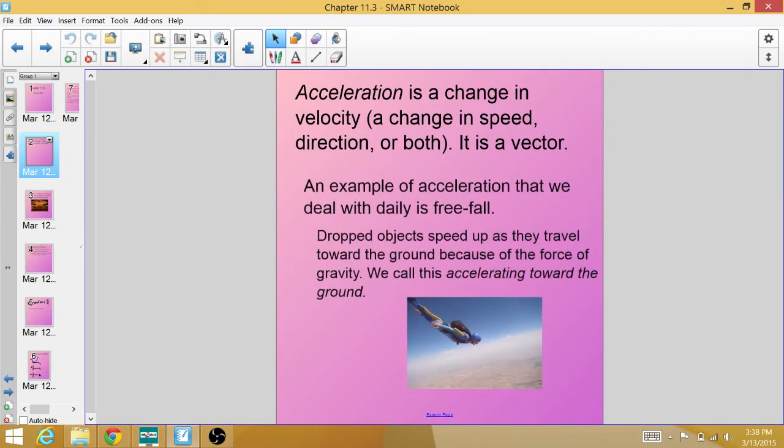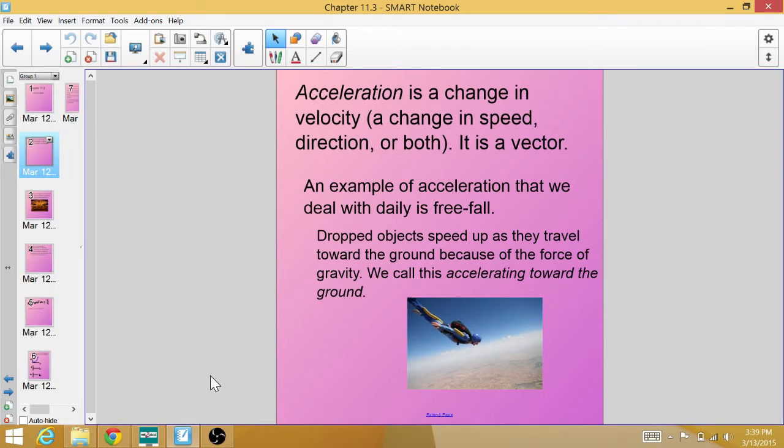So an example of acceleration that we deal with every day is freefall. So let's say that I accidentally drop the marker when I'm up at the whiteboard, which happens all the time. That dropped marker will speed up as it travels toward the ground because the force of gravity is pulling on it. And we call this accelerating toward the ground. So I would say that my marker is accelerating because its speed is changing. Its speed increases over time as it falls toward the ground.